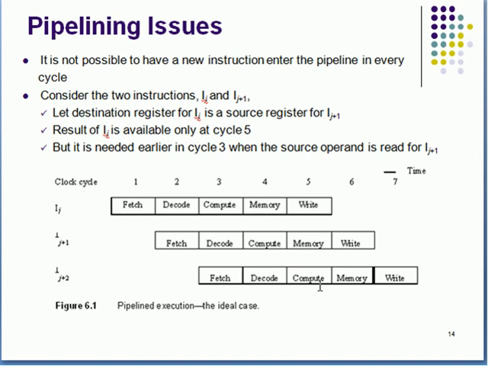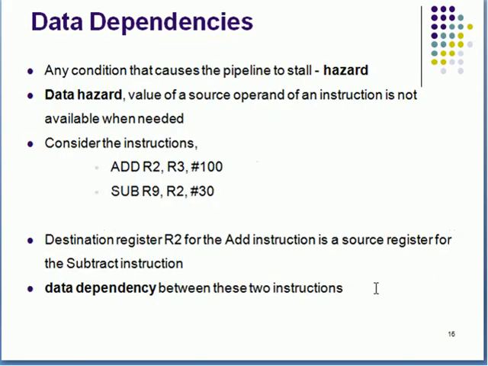So even though pipelining will help us perform the task in a faster manner, we still have some issues in executing the pipeline. For example, data hazards, structural hazards, that is data dependency, all will create issues in pipelining. So here we will take an example where we have a data hazard. That is, any condition which causes the pipeline to stall is a hazard.